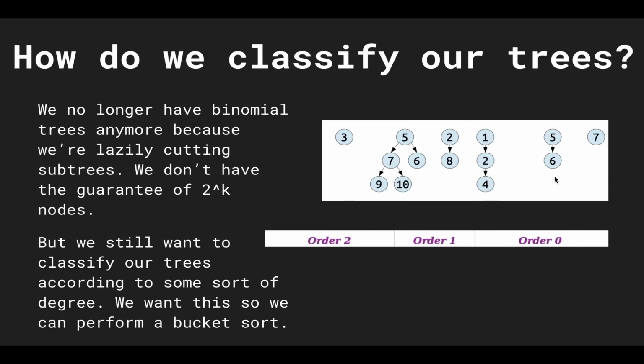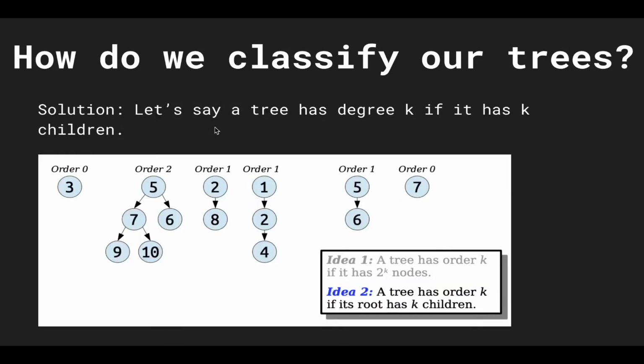So then how do we classify our trees? Before we said a binomial tree has a degree k if it has 2 to the k nodes, but now we can no longer do that because potentially a tree will have less than 2 to the k nodes. So the solution here is to say a tree has degree k if it has k children. So here we're going to say this tree has degree 0 because it has no children, and this definition did not change from the binomial tree. Here we have a tree that's no longer a valid binomial tree, but with respect to our current use cases, we're going to call this tree a tree of degree 2 because it has 2 children.